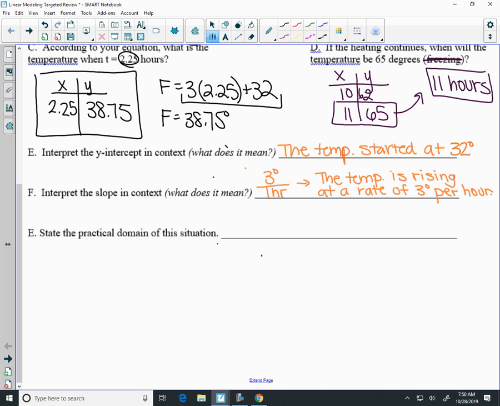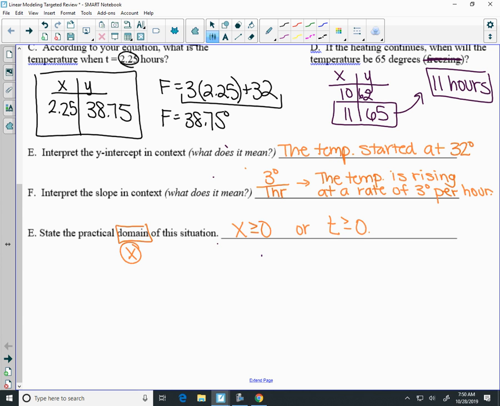And state the practical domain. So domain, remember, is just our x values. And practical domain means what makes sense for this problem. In this problem, we're not going to go back in time. So we're going to say x is greater than or equal to 0, or you can say t is greater than or equal to 0.